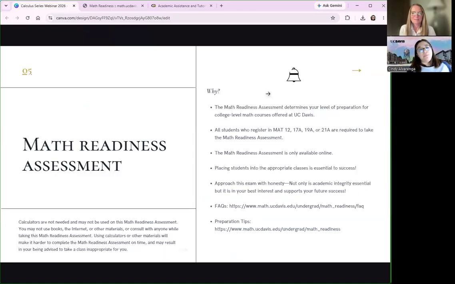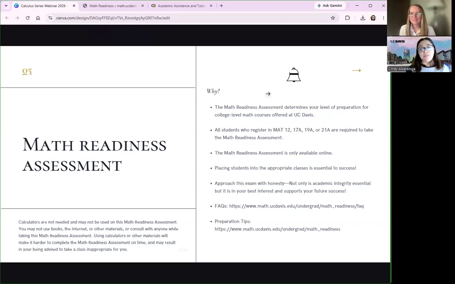So when you start UC Davis or maybe prior, you'll receive notifications about a math readiness assessment. Before, it was called a placement exam, but now they really want to assess where your skills are at. Where's your level of preparation for our math courses at Davis? All students who register in Math 12, 17A, 19A, or 21A are required to take this math readiness assessment. Math 12, we didn't talk about that, but that is pre-calculus. So depending on your math score, you might be placed into pre-calculus.